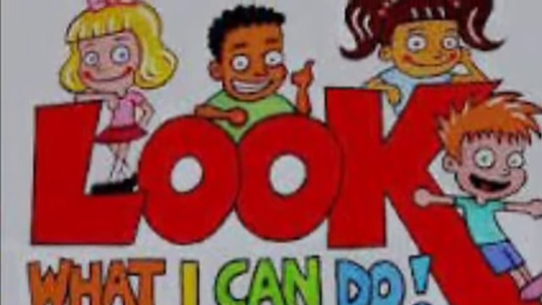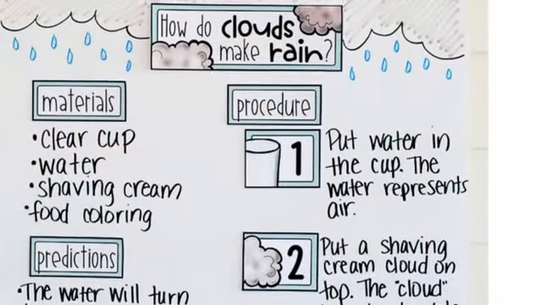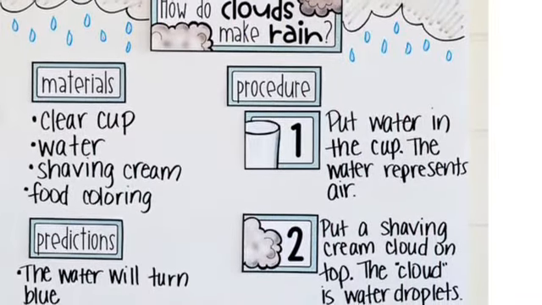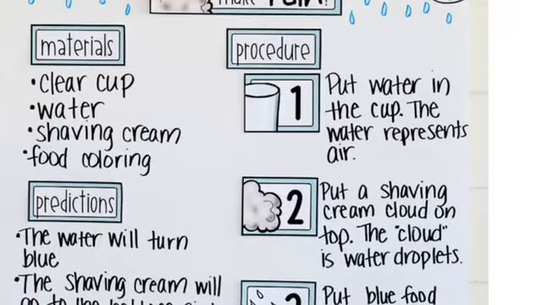Chloe sent in a wonderful science experiment. How do clouds make rain? You will need a clear cup, water, shaving cream, and food coloring. First, put the water in the cup.